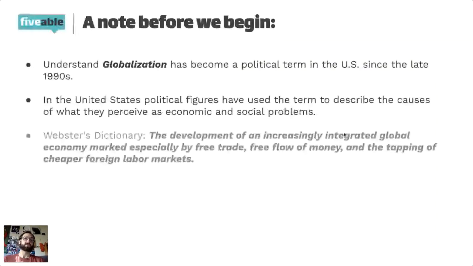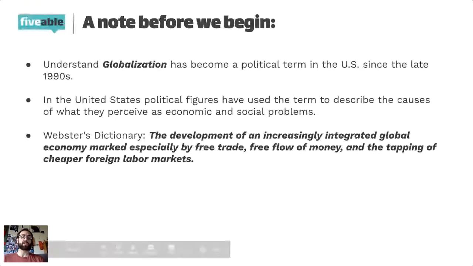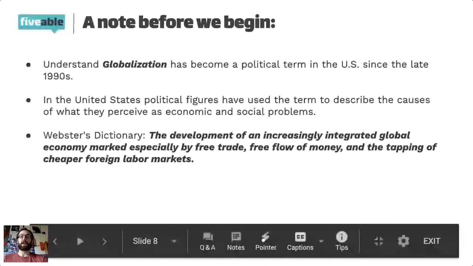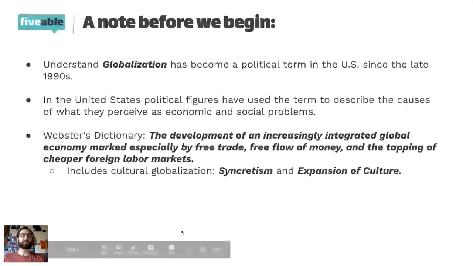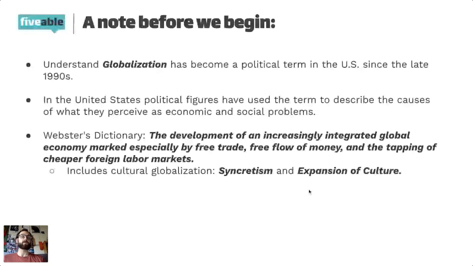Webster's dictionary, just the dictionary, describes globalization as such. It is defined as the development of an increasingly integrated global economy marked by free trade, the flow of money, and the tapping of cheaper foreign labor markets. And we're going to talk about all of those things. But that is the gist of economic globalization, right? It is the integration of markets and the flow of currency across borders. But it also includes a cultural element, such as a level of syncretism and expansion of culture, which we're also going to discuss.